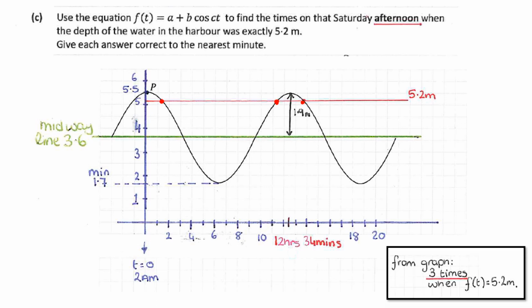So from the graph, notice that there are 3 times where f of t is equal to 5.2 meters, and we need to work with that. One of these appears within the second rotation. Remember, I hit my first rotation here. I completed there. So this third point is into my second rotation. So I'm going to need to do a rotation.